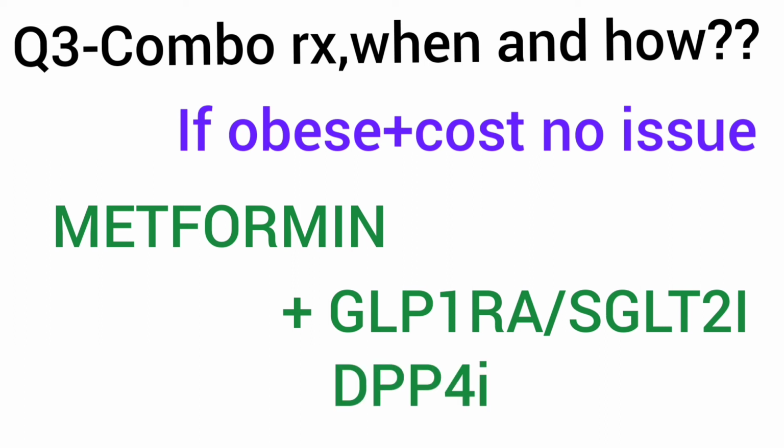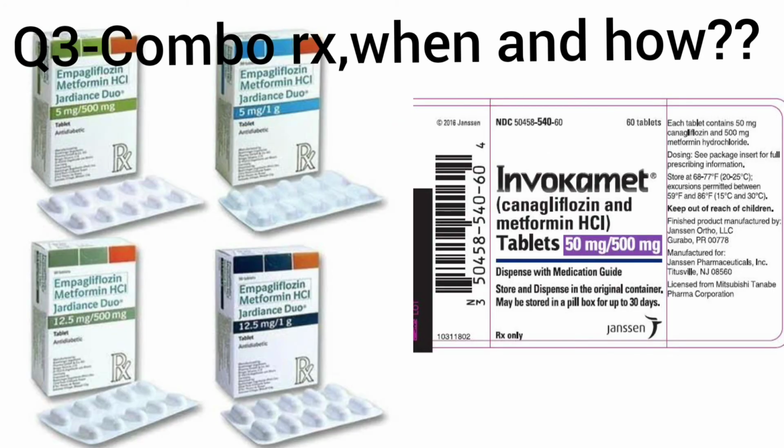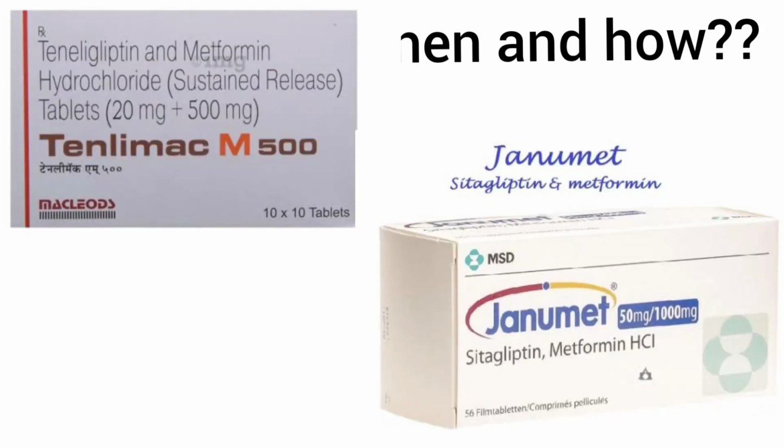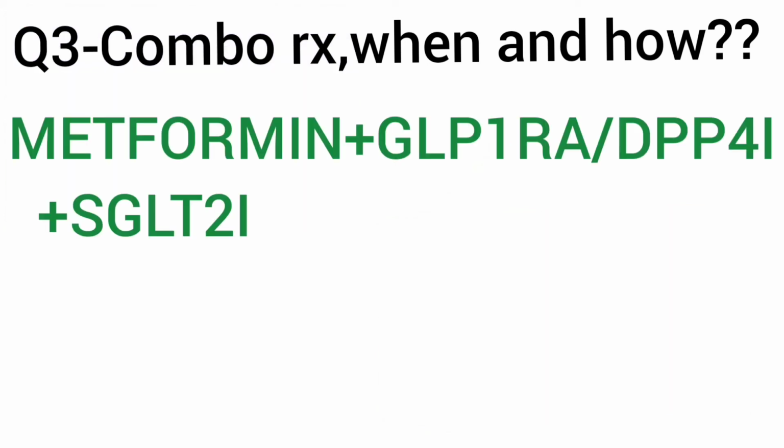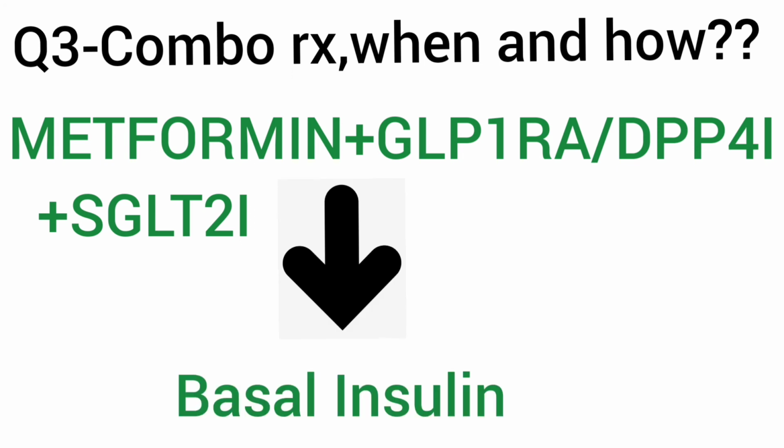The metformin and SGLT2 inhibitor combinations available are Jardiance Duo and Invokamet. Coming to DPP4 inhibitors like gliptins, teneligliptin and sitagliptin are third generation gliptins which are more efficacious. Brands available are Tenlimac-M, the teneligliptin and metformin combination, and Janumet, the sitagliptin and metformin combination. And if the patient is not maintaining with the triple combination also, then we can proceed to insulin therapy.